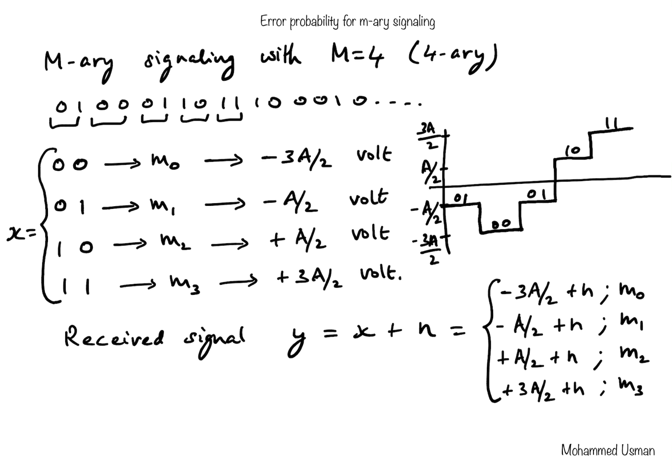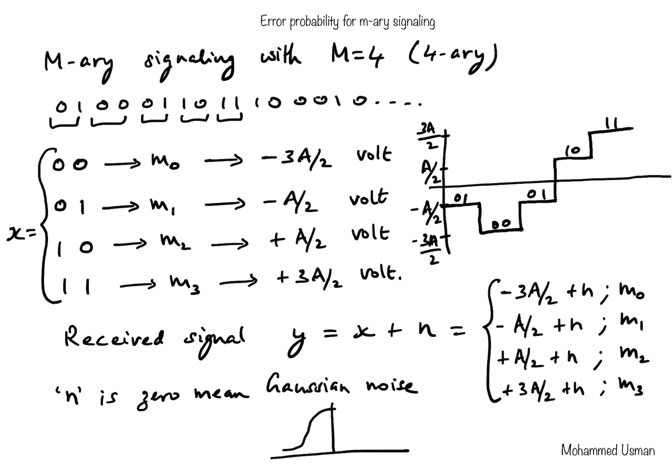And the noise here is zero mean Gaussian noise like before. So noise N is zero mean Gaussian noise. That means the noise is going to have a PDF which is centered on 0, and it has a Gaussian distribution. So that's the probability density function of noise, and it has a mean value of 0. That means it is centered on 0.